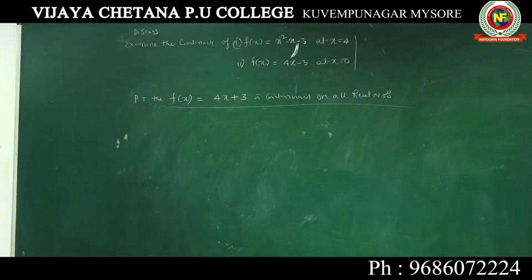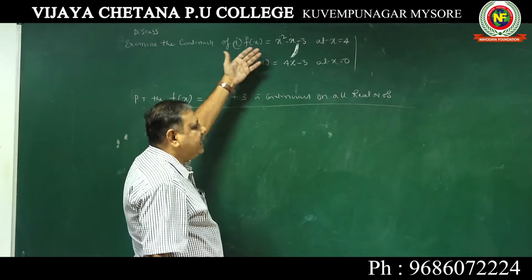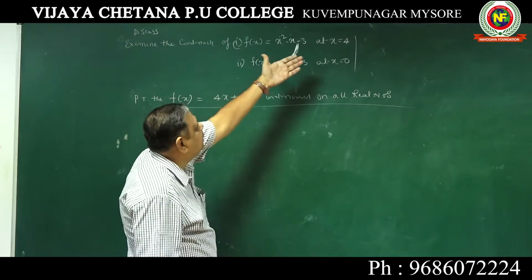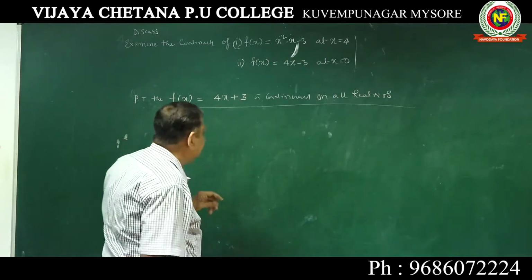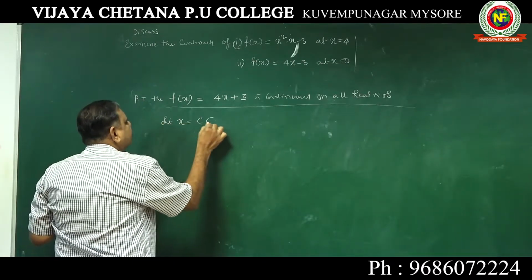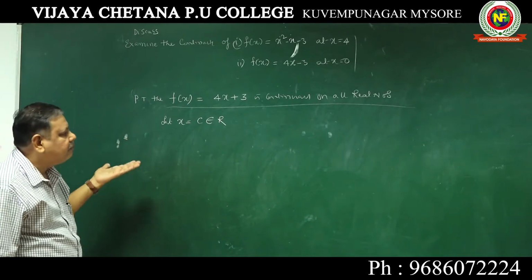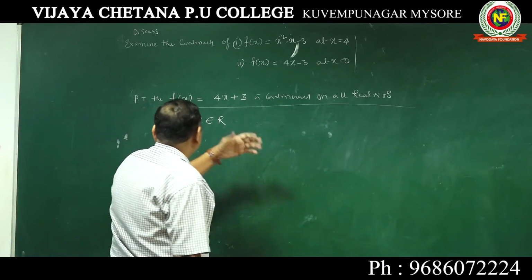In such situations, take some x equal to c, because we are always calculating at x equal to c only. But here c is not known. So let x equal to c belong to the real numbers. First thing is you should write: let x equal to c, that particular c belonging to R.